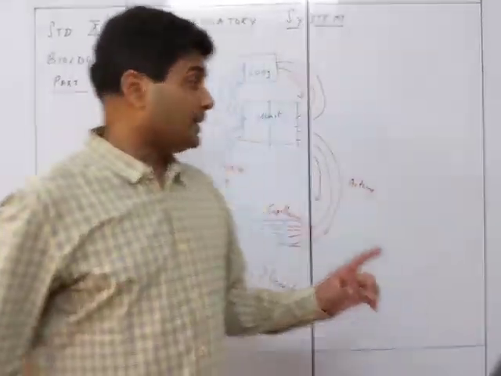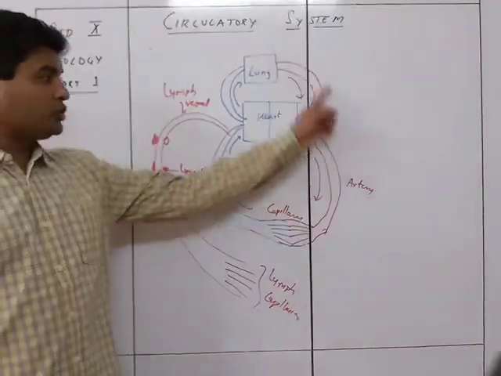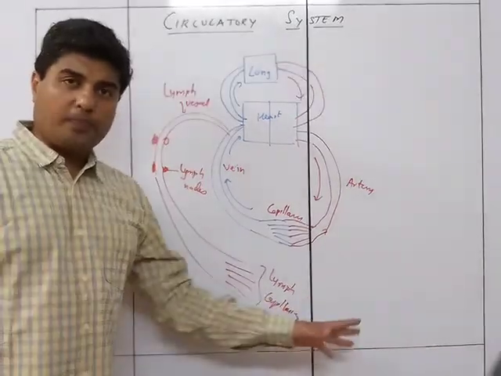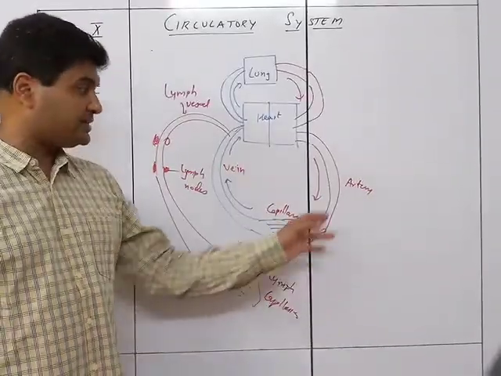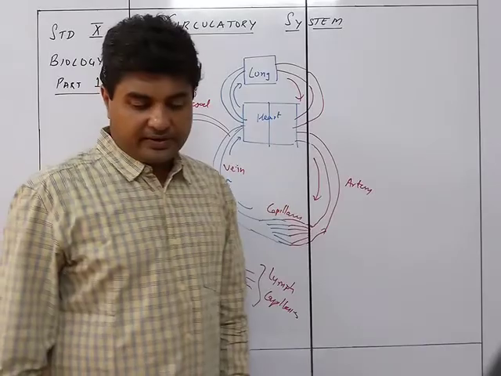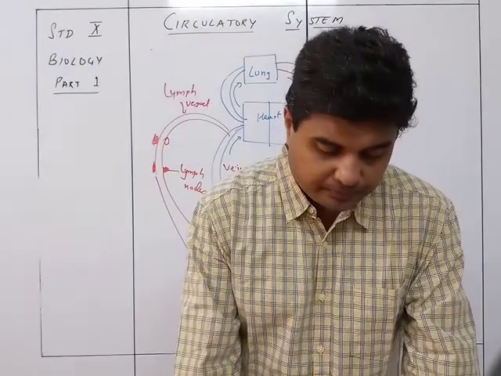You can see that the blood circulation is a closed one. Lymph is not closed, it is open because it goes somewhere. So here it is a closed circulating system.